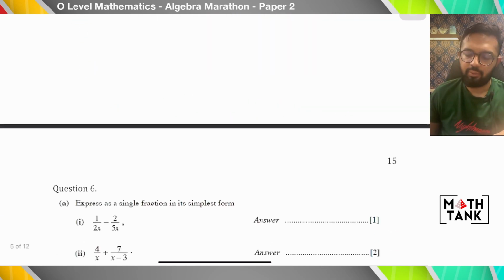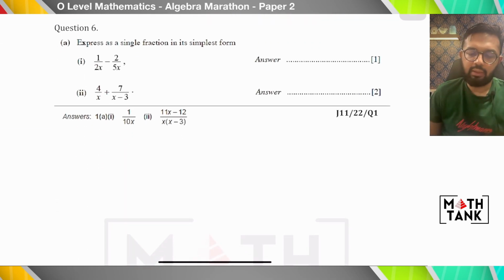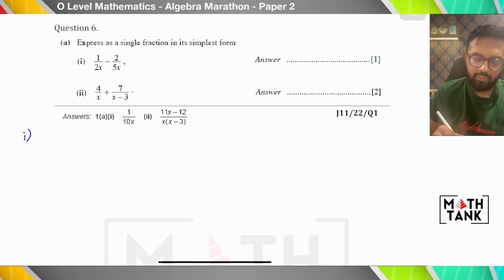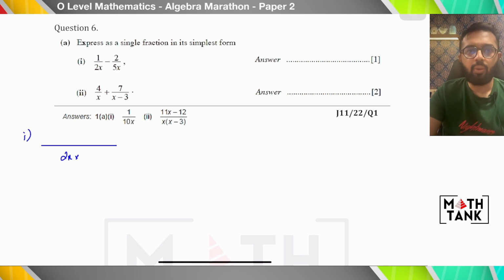Okay, moving to the next question. It is expressed as a single fraction in its simplest form. Now, note that when you take a common denominator, you have to take the repeated factors only once. So I can't write 2x into 5x. That would be wrong because x is being repeated as a factor in both the expressions. So my denominator is just going to be a combined 10x. 10x also has 2x in it and it also has 5x in it.